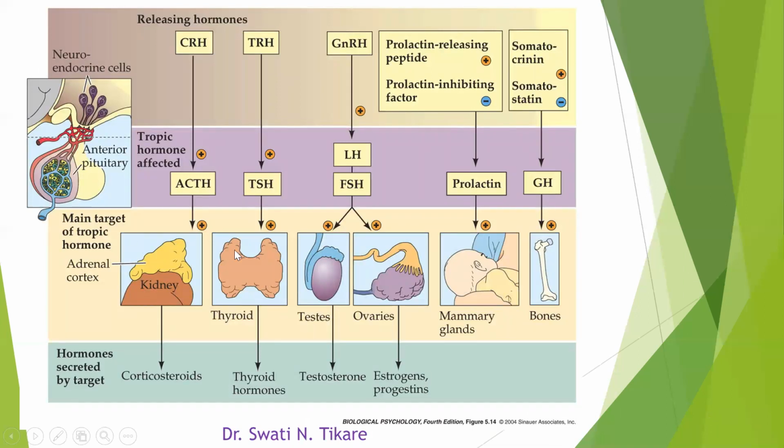So this picture is again showing stepwise how the hypothalamic hormones act on the anterior pituitary and produce the anterior pituitary hormones. Whereas the anterior pituitary hormones themselves are stimulating further other target endocrine glands, or other target organs, to stimulate further some other hormone. So we will see this step by step as we go ahead.